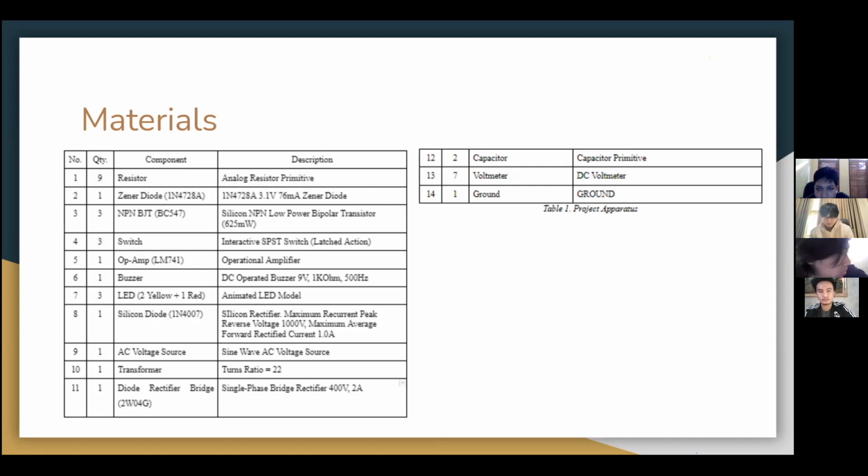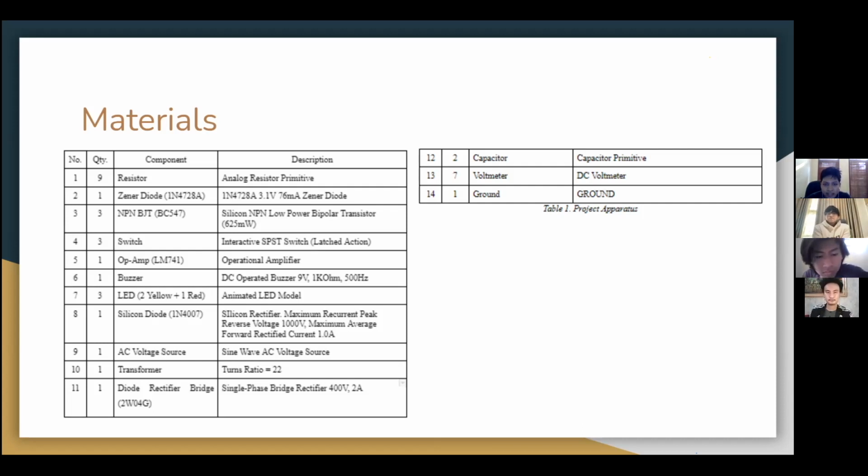And then we also have 3 NPN BJTs, in which a single BJT represents each depth of the water tank. So yeah, a BJT itself basically acts as a switch with a low current level. We also have 3 switches that represent each level of the water. We also use 1 operational amplifier, basically used to ring the buzzer. We also use 1 buzzer in order to alert the user when the height of the water is at its peak or maximum. And then we have 3 LEDs.